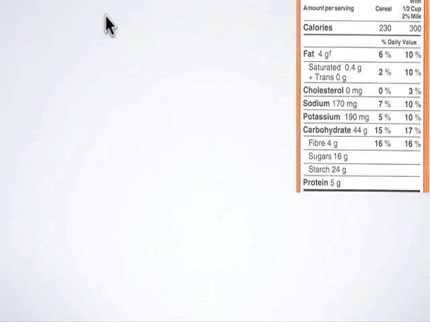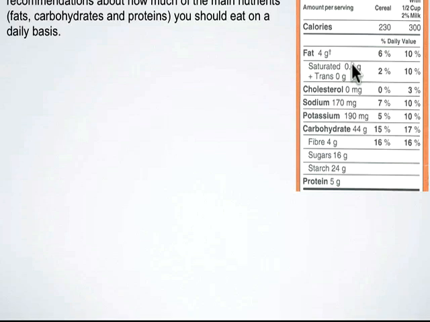Example 5. Canada's food labeling laws require all packaged food to display nutritional information. If we look at an example from granola cereal, the piece of the label with the nutrition information looks like this. The government has done many studies and they've made recommendations about how much of each of the main nutrients, being fat, carbohydrates, and protein, that you need to eat on a daily basis.